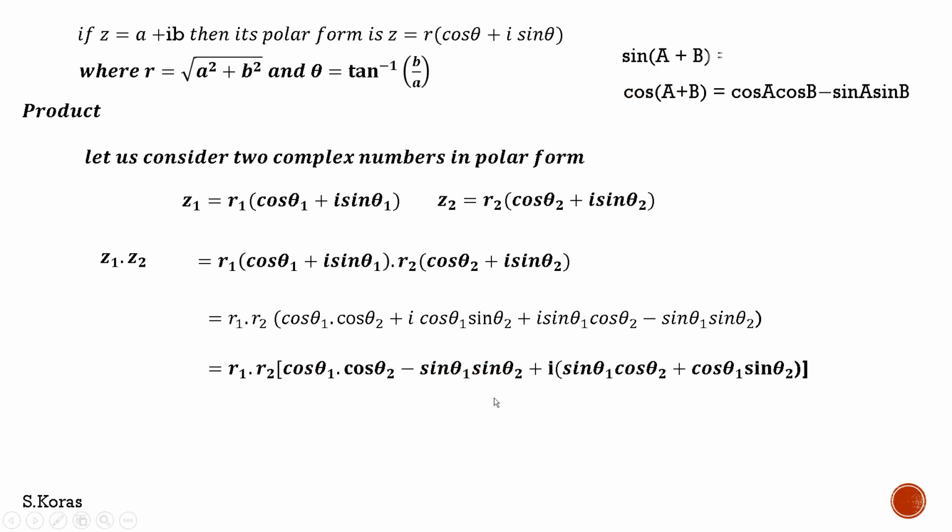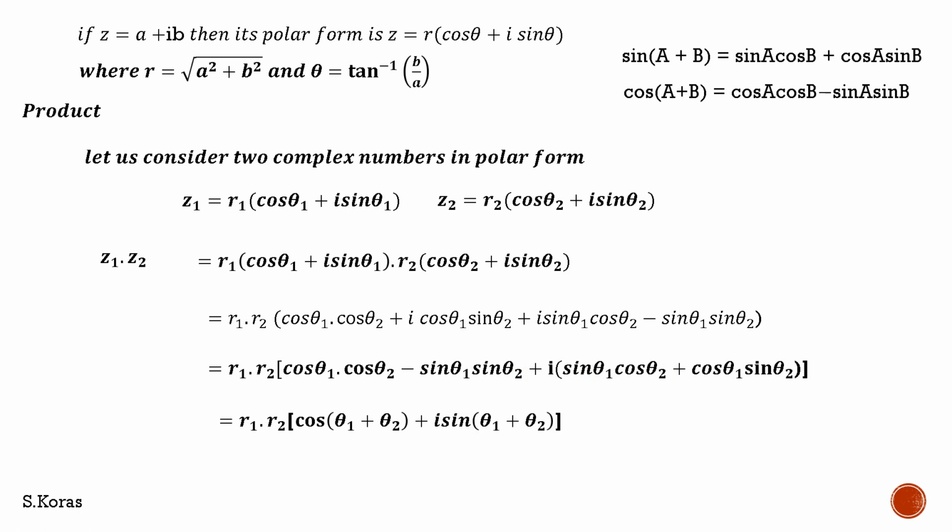The same way, if you see this part, this is sin A cos B plus cos A sin B. Its short form is sin of A plus B. So instead of this we can write cos of A plus B, and instead of this we can write sin of A plus B. That is here, that is r1 into r2 times cos of theta 1 plus theta 2 plus i into sin of theta 1 plus theta 2.